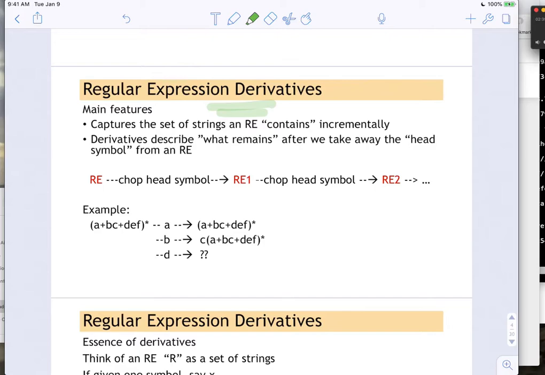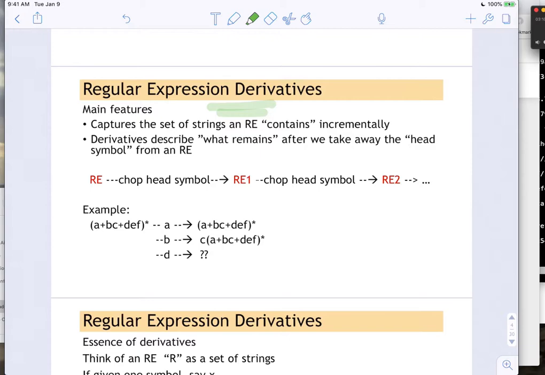So the basic idea of derivation is almost like in calculus. You know, d by dx of an expression. You know, it is the expression that you get when you change a variable. That's how the word came about. Here, what you change is not a calculus function and variable, but you look at a regular expression and derive new regular expressions by feeding one symbol to the RE.